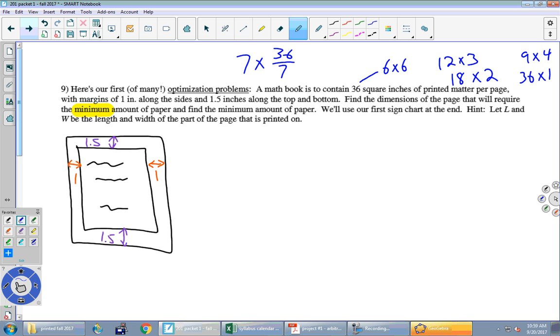So let's go ahead and label some stuff. So let's call length here, and then width can be going across, but without the margins, okay? So we'll call L and W length and width, not including the margin part.